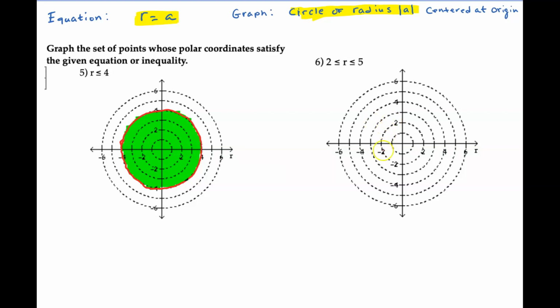So let me go to the band for 2. There's the band for 2. And then now let's look at the band for 5. It's this one right here. Okay, there's the 5 band right there. So now this means shade in between. So what we're going to do is shade right in between. So it kind of looks like a donut, if you will. All right, looks like a donut.